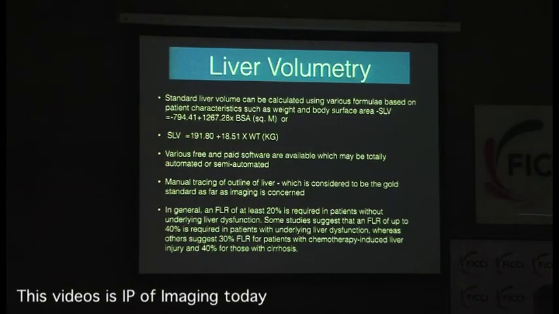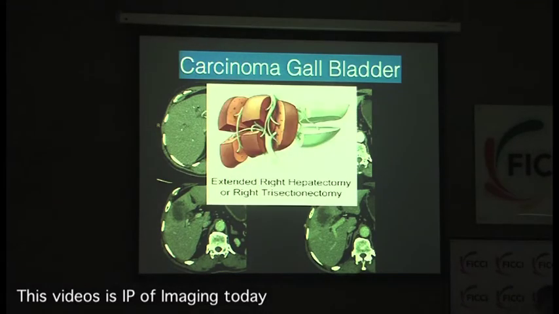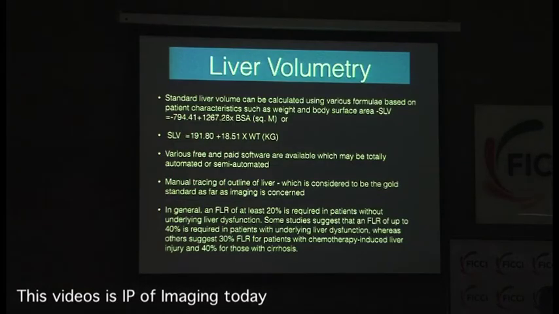Now the problem with removing all this liver is that the patient is left with a little bit of a pizza slice kind of a liver, which is not going to be enough in most patients to sustain their life. Okay. So now what do you do? You do a liver volumetry first. There are various ways of doing liver volumetry. We do CT volumetry. There are automated software available.